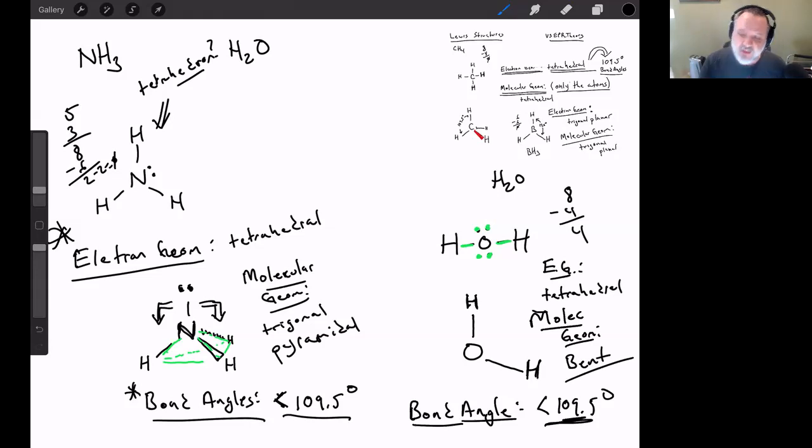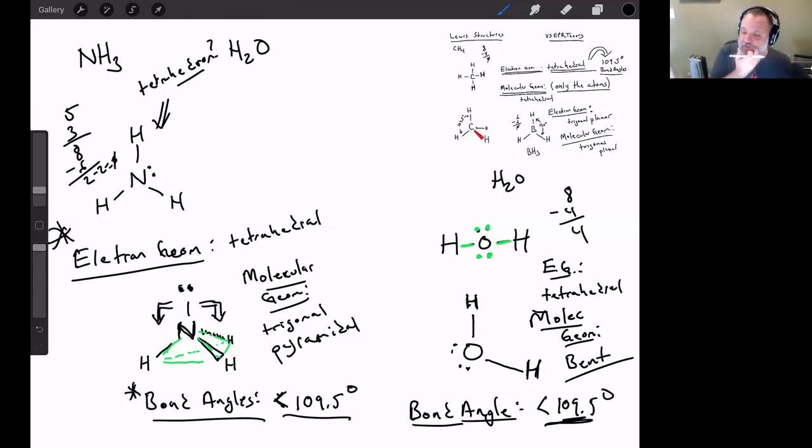So it's got an electron geometry of tetrahedral because it had 4 electron groups, the 2 lone pairs and the 2 bonds, but it has an actual molecular geometry of bent because when I take away the 2 lone pairs, the 2 bonds that are left are not directly apart from each other.